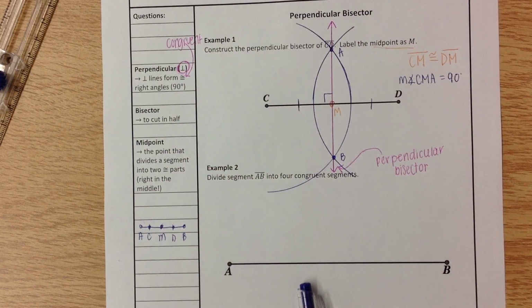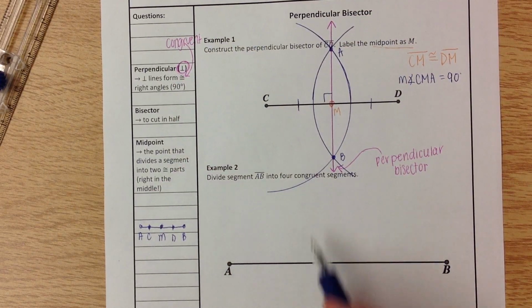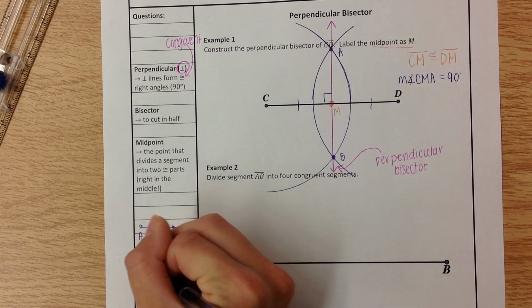So what we're going to do is make one perpendicular bisector to make M, then we'll make another perpendicular bisector to make C, and another one to make D. So 3 perpendicular bisectors in total.